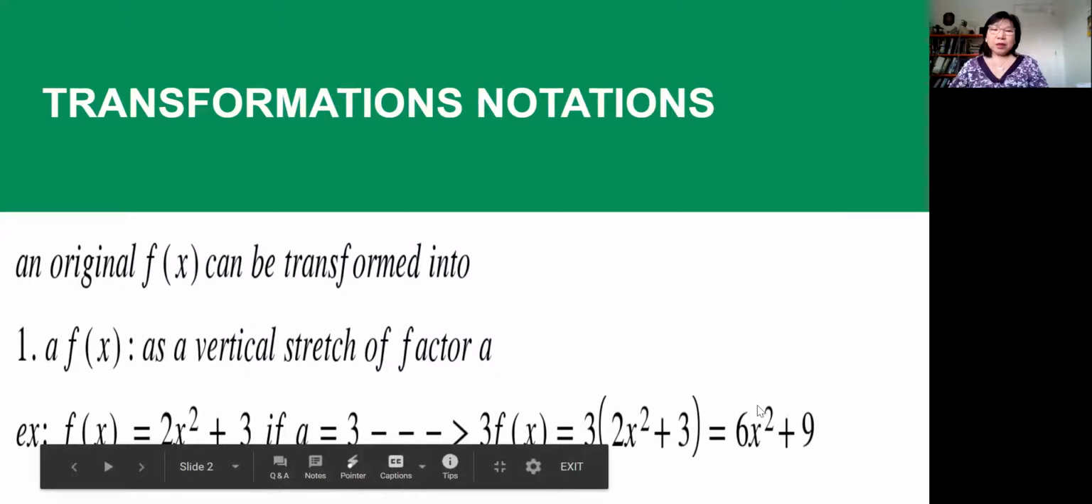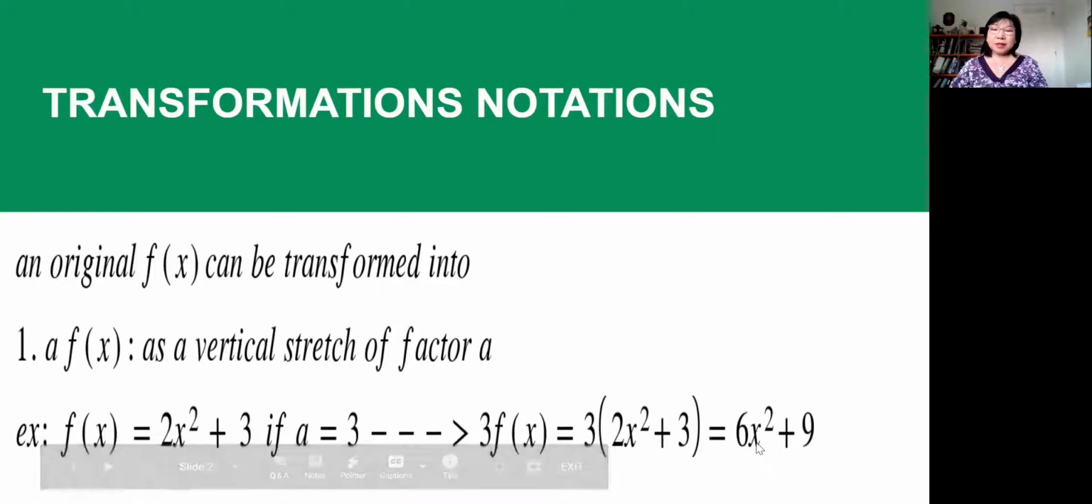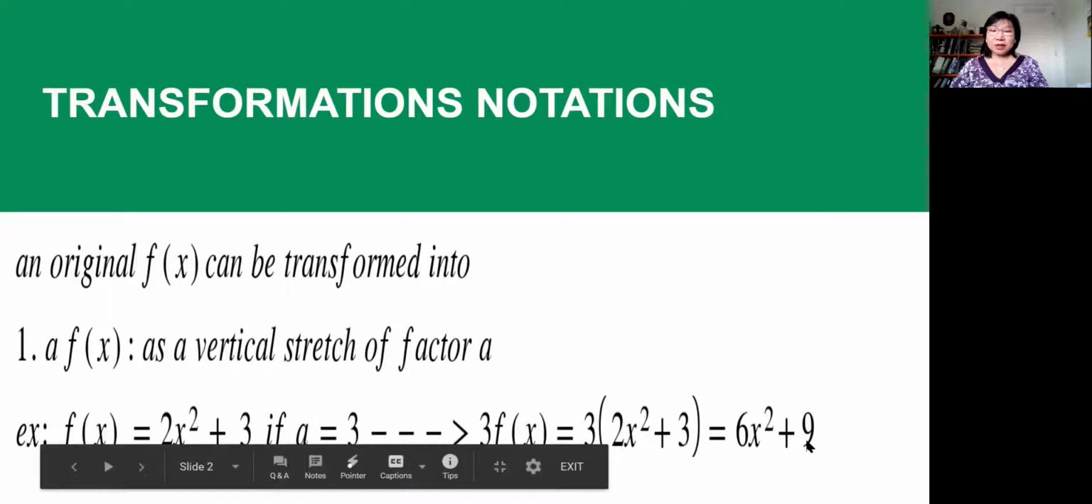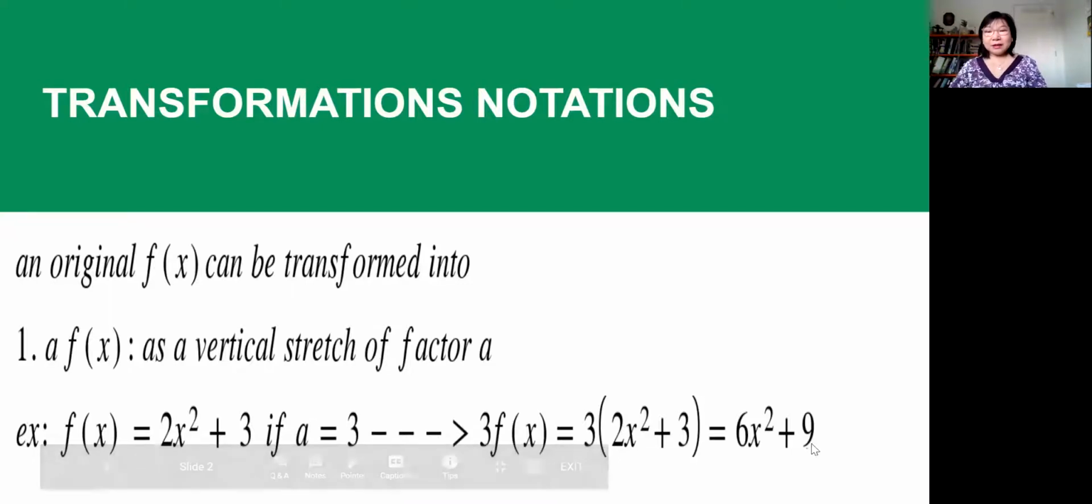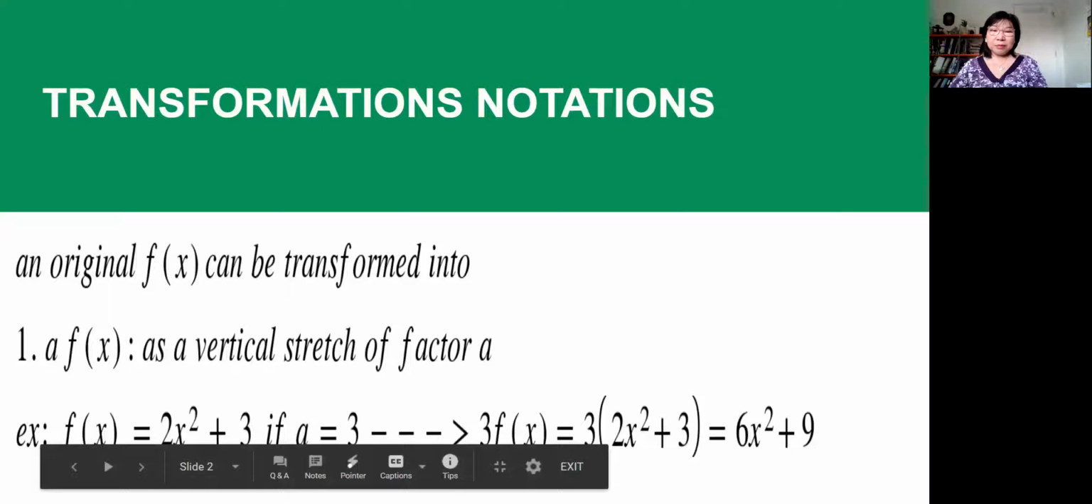If a equals 3, now the letter a standing in front of the function shows us that this is a multiplication operation. It's not adding or subtracting. So you multiply the letter a with the whole function. If we have a equal to 3, all you have to do is put 3 in front of the bracket and multiply the whole function. So the result will become 6x squared plus 9. So this is not so bad, and obviously it's easy to remember. Let's get into the next slide.